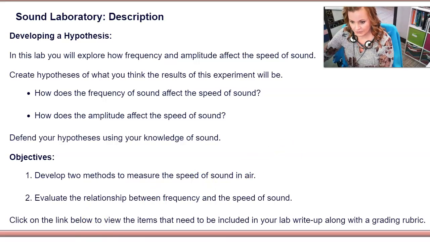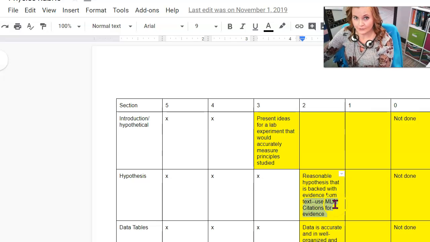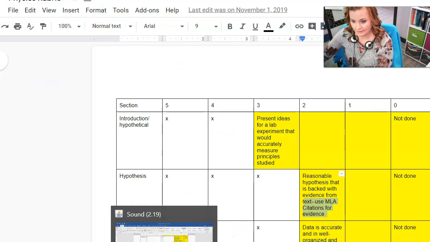I want you to use text-based evidence for your hypothesis. So use your text to find information to support your hypothesis. According to the textbook, cite the pages that you found the information on. Cite some information from the textbook to support your hypothesis of whether or not amplitude or frequency affects the speed of sound and why, okay?